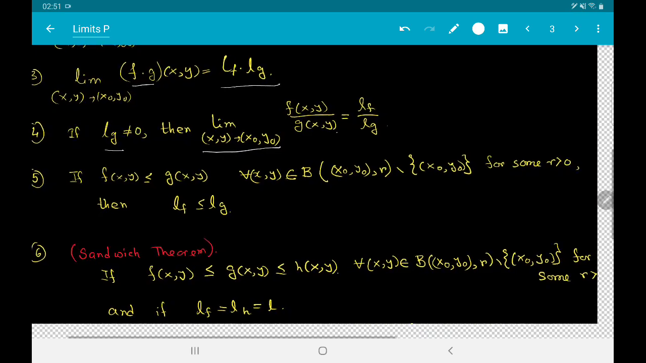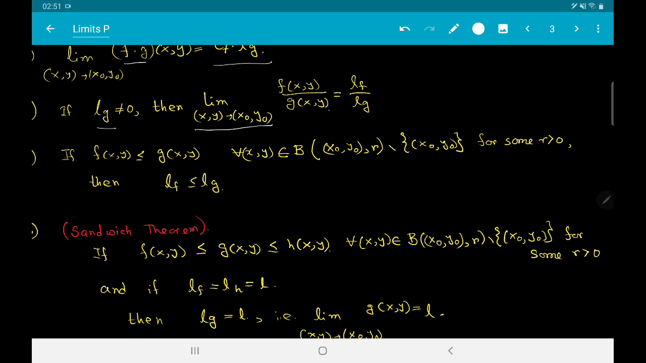Now somewhat more interesting things: if f(x,y) is less than or equal to g(x,y) in some open neighborhood of (x0,y0), then the limit of f is always less than or equal to the limit of g. Note that when we are talking about these limits, we do not really need to take into account what happens with f and g at points which are far away from the points where we are considering the limits.